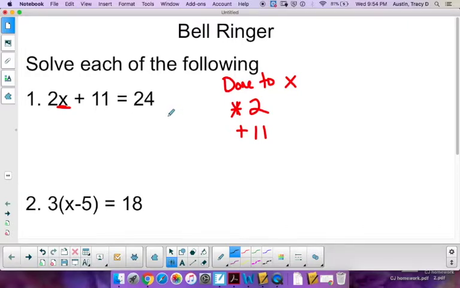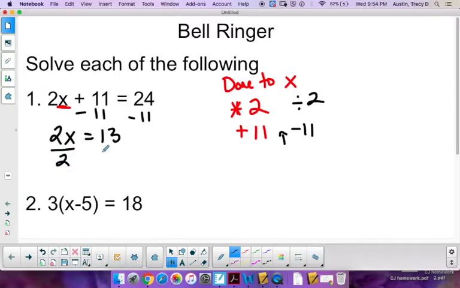Think about it like getting dressed, okay? You put on your socks, that was the first thing that you did, and then you put on your shoes, it's the second thing you did. When you get undressed, you can't take your socks off before you take your shoes off. So you have to undo them in reverse order. So you're going to subtract 11 from both sides, and then you're going to divide by 2, and you're going to get x is equal to either 6.5, or you could have left it as 13 over 2. That's fine. No big deal.